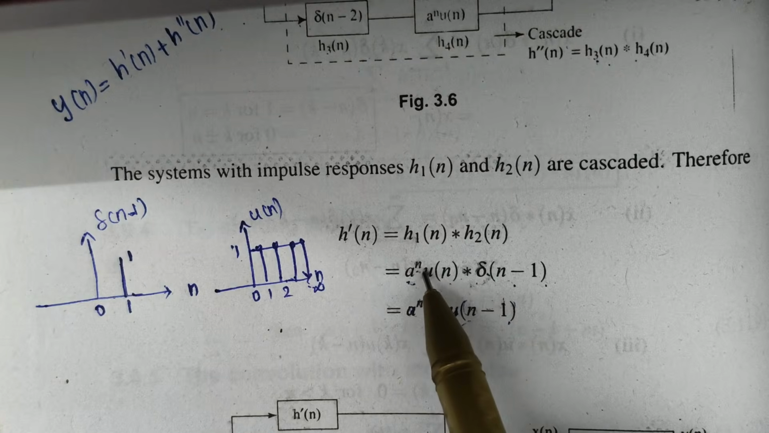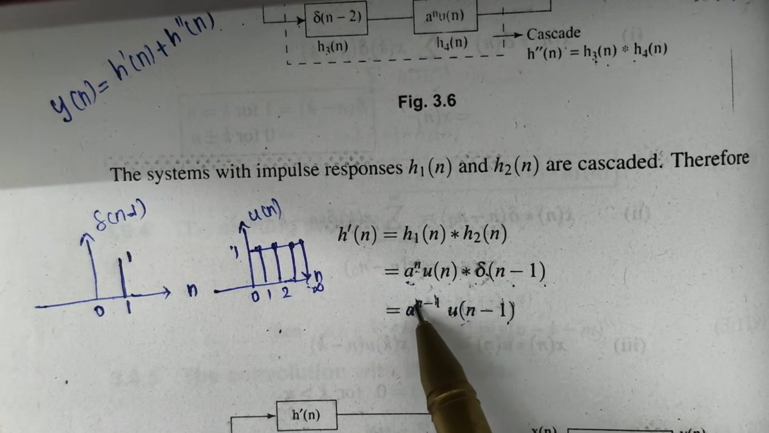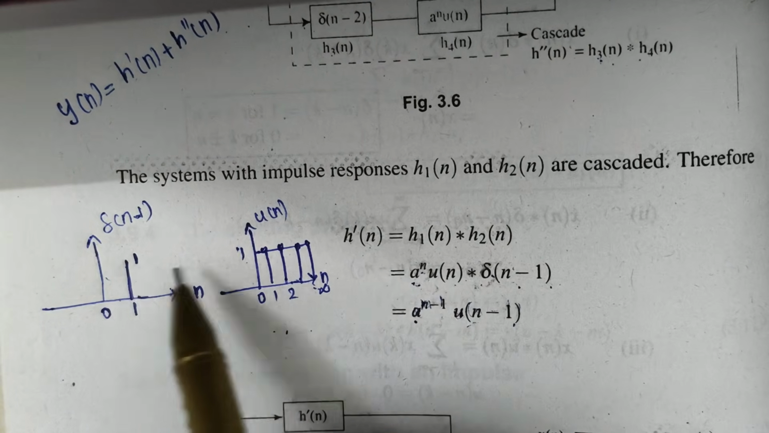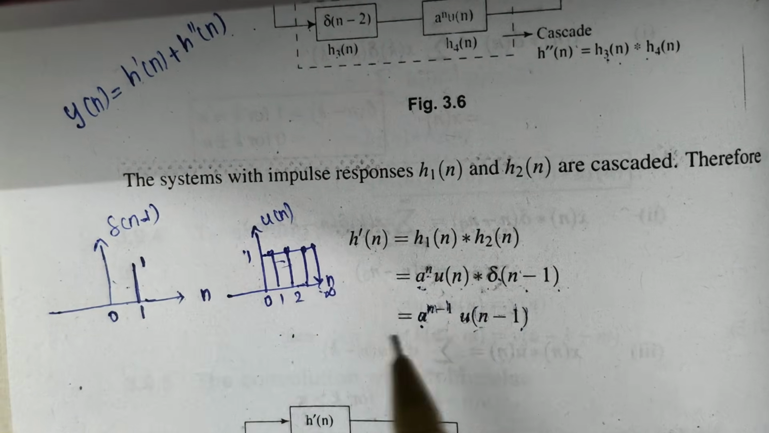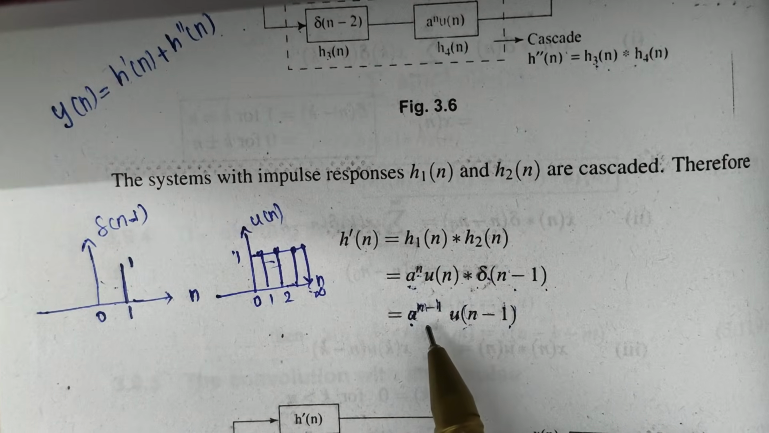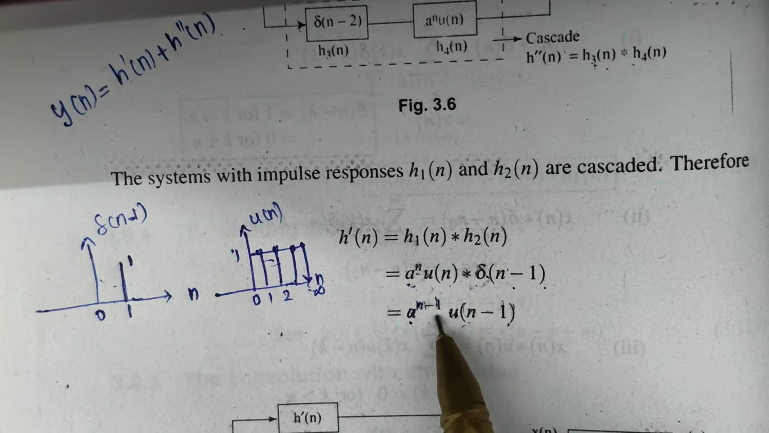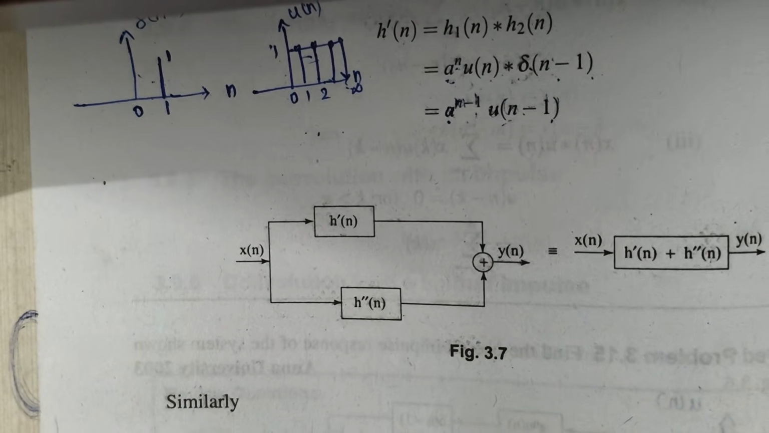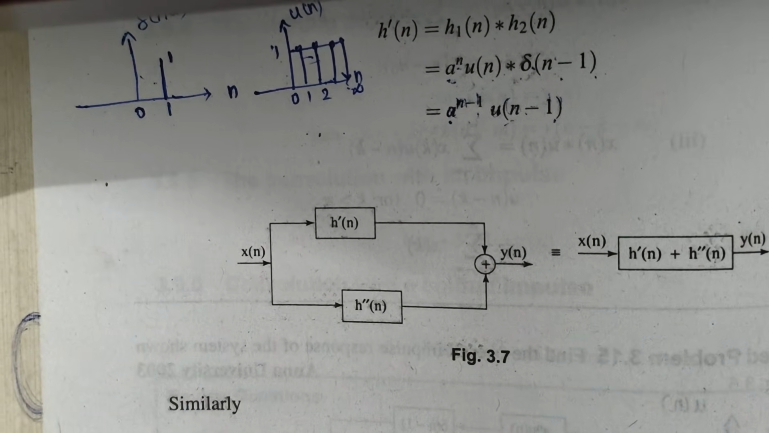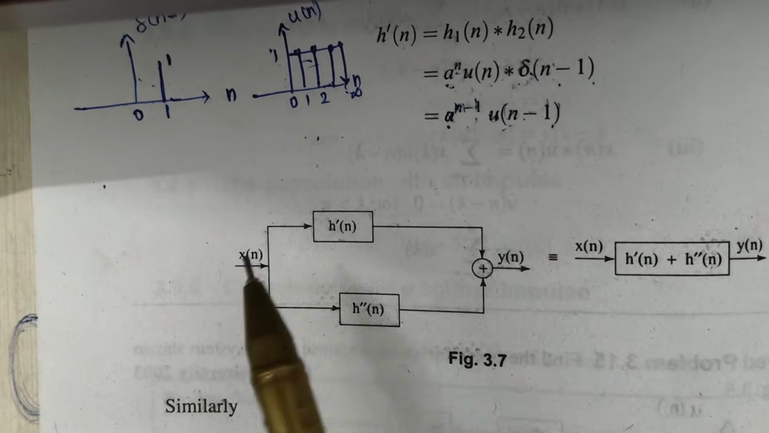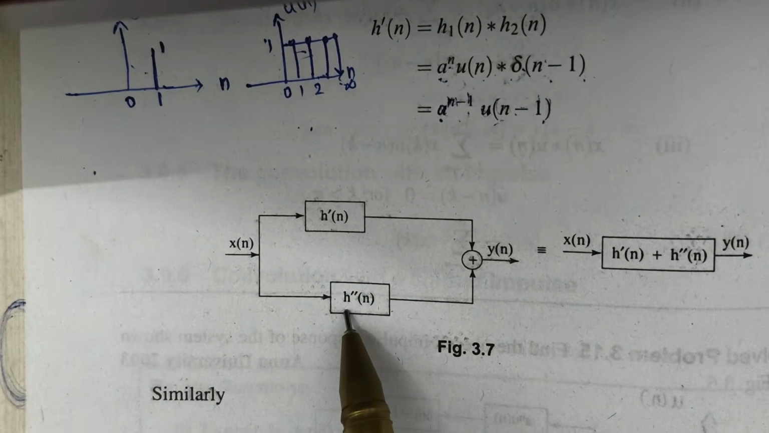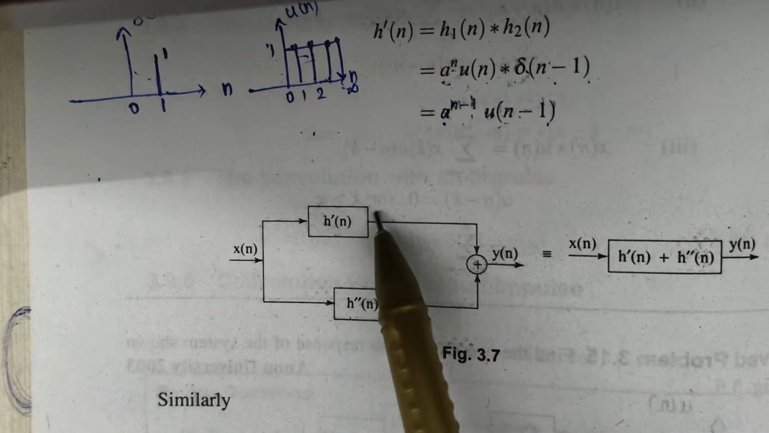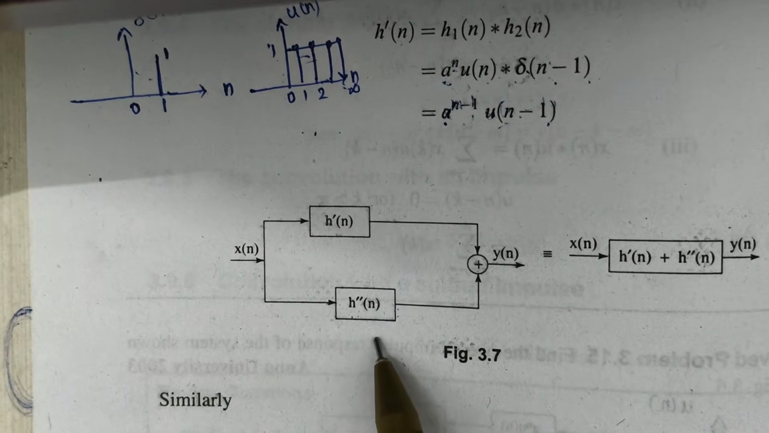So at the point wherever I have n, I'm just substituting it as n minus 1. Wherever the overlap happens, only at that time can I multiply both of these signals. That is the reason I get h dash of n is equal to a to the power of n minus 1 u of n minus 1. Similarly, I also have to define h double dash of n, right? As I have said earlier, x of n will be nothing but the addition of both of these convolved signals, h dash of n and h double dash of n.